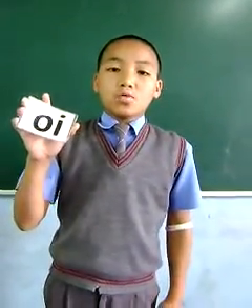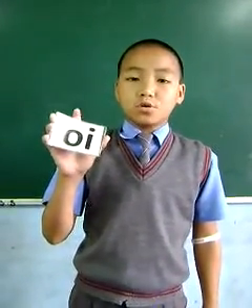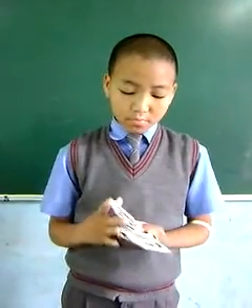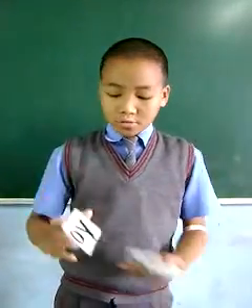Oi. This is a oi. We don't use it at the end of an English word because English words don't end with I. We use Y. Oi. This is a oi. We do use it at the end of an English word.